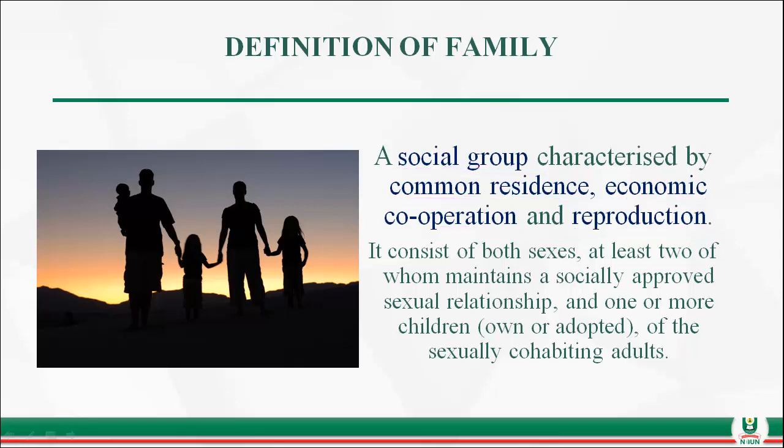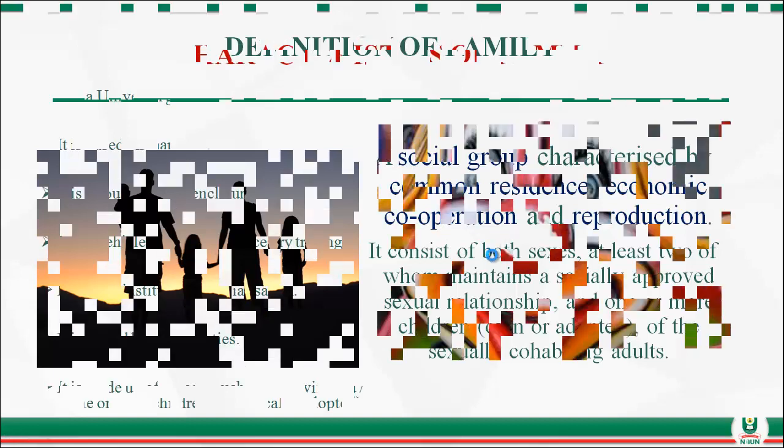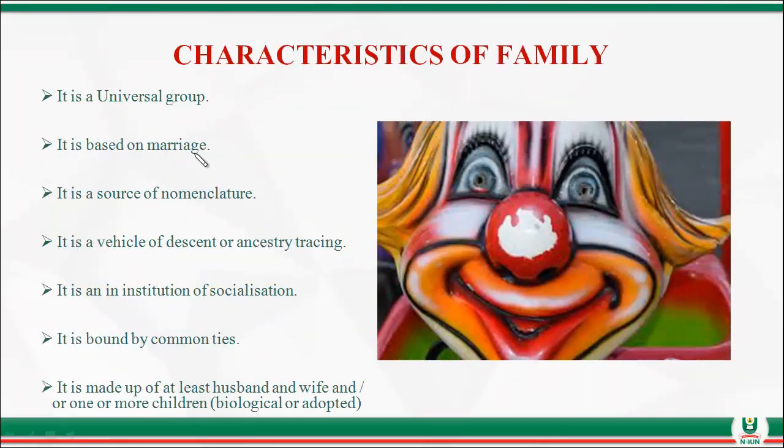Let's quickly look into the characteristics of a family. Aside from these elements that we have mentioned here, let's look at some of the key characteristics of a family. It is a universal group. It is found everywhere in the world. Everywhere in the world, you will find family units in existence. It is based on marriage. For a family to exist, there must be marriage. Marriage must have taken place, to grant or approve that sexually approved relationship for the male and female to begin to reproduce. It is a source of nomenclature.